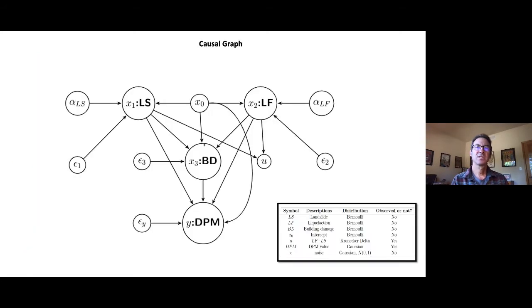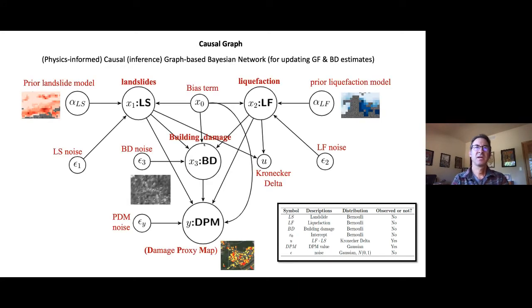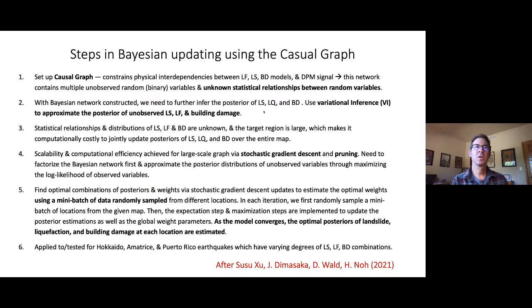And so without getting too deep into the math, what we do is we develop a causal graph, which allows us to take the damage proxy map and attribute it to landslides or liquefaction or building damage or some combination thereof, and then have them update our model of landslides and liquefaction based on what's happened on the ground. It's a complicated model. It's something we're working on right now, but seems to be working quite well.